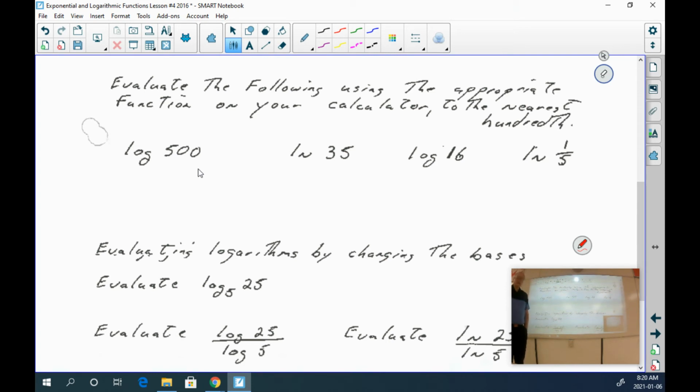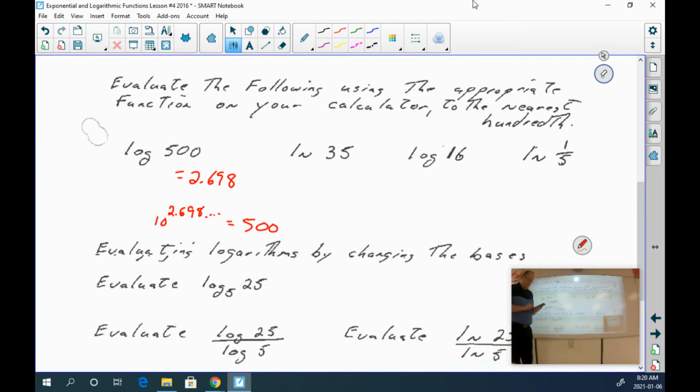Now, I wish I had my calculator on my computer, but I don't. To punch in all of these, I'm going to use the button that's next to the 7. I know it's hard to see, but right next to the 7, there's a button, and all you do is go log of 500, hit enter, 2.698. So again, what this means is 10 to the power of 2.698 is 500.